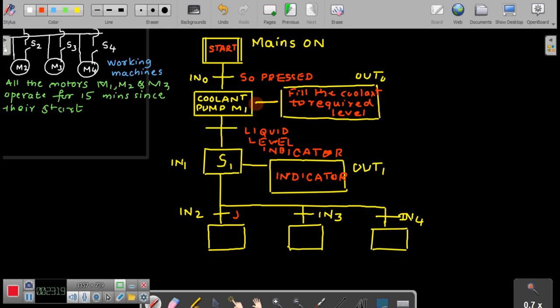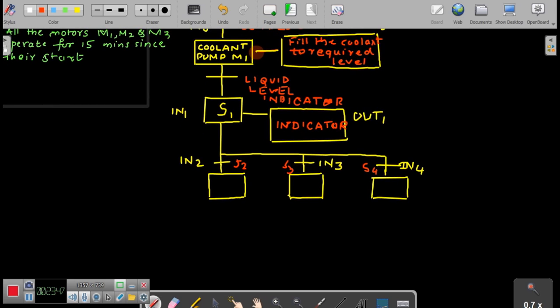and accordingly you will write this as S2, S3, and S4. Now this S2, S3, and S4 would make your M2, M3, and M4 as the processes here. This is M4.